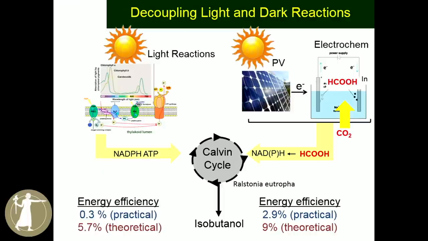So we can put all these things together. We can combine chemistry, electrochemistry, biology, and genetic engineering, and then we can directly convert CO2 to fuel with the help of electricity. And then we can separate the dark reactions from the light reactions. And these light reactions you can do in any way you like.